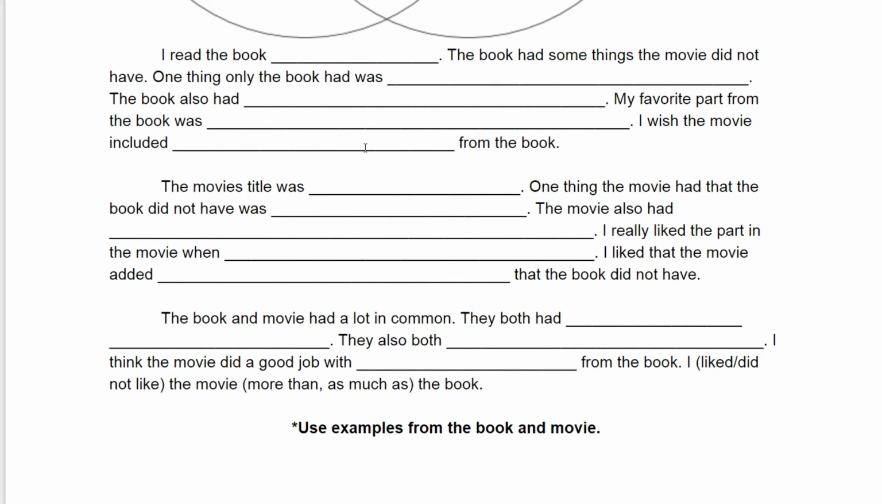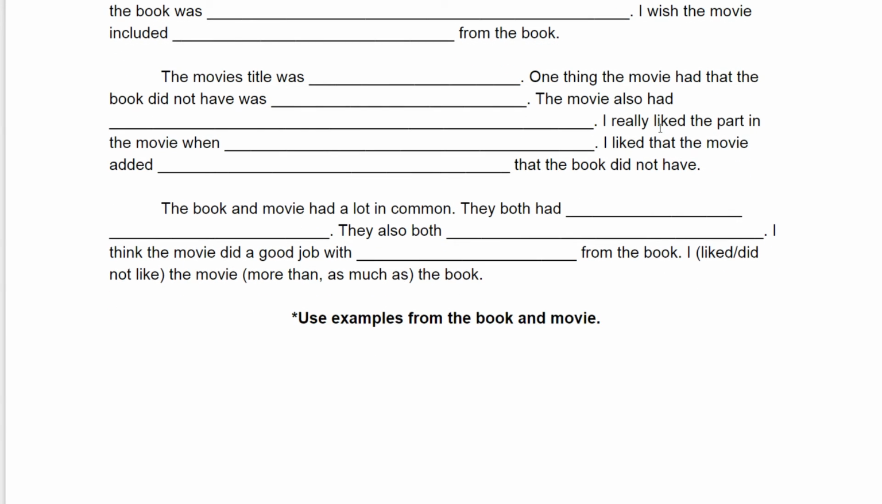So you're going to be thinking about what items happened that stood out to you in the book that were special from just the book. And you're also going to include what you wish the movie had kept in. Maybe the movie skipped something that you really liked from the book.